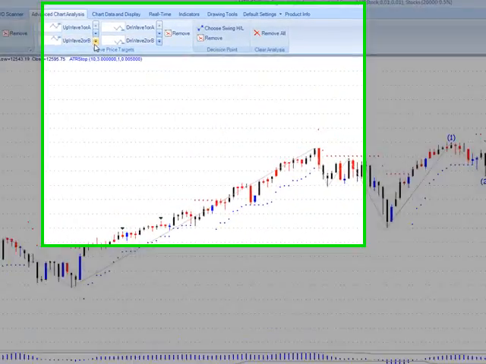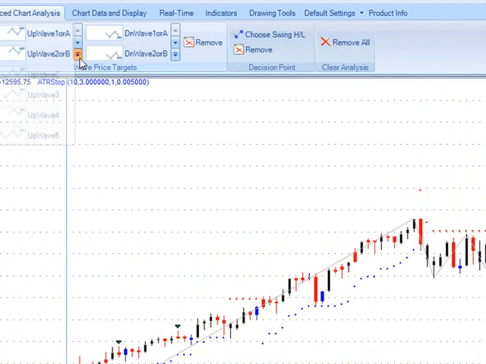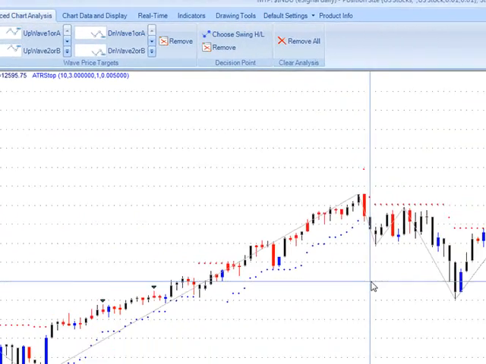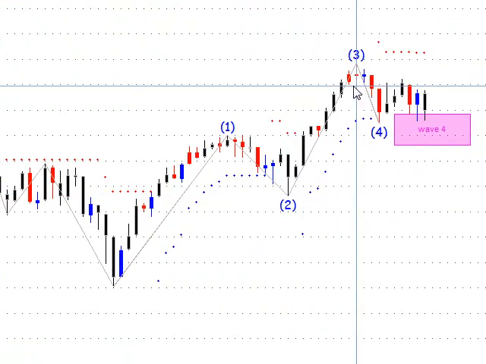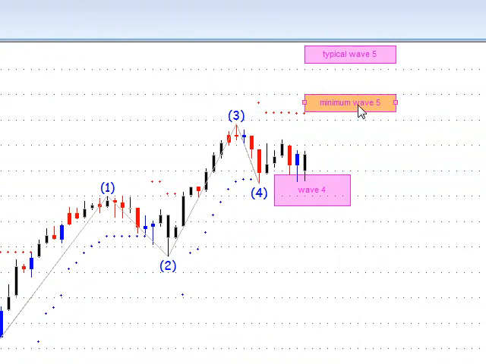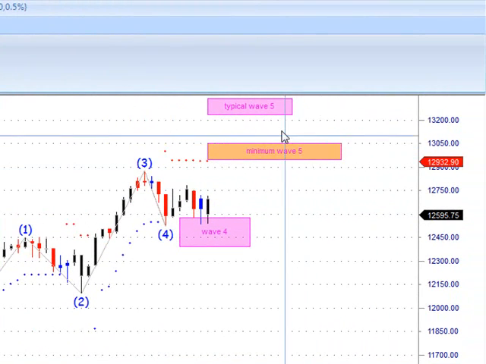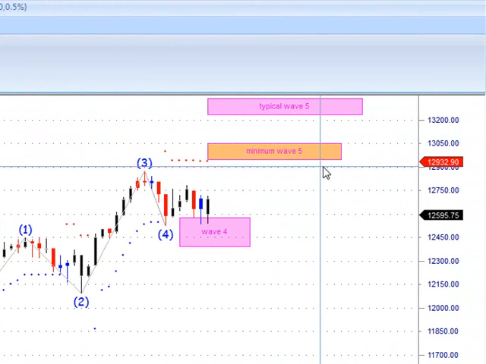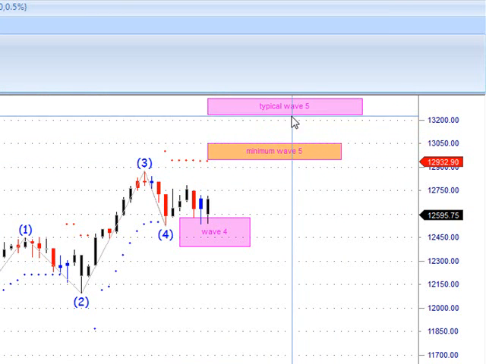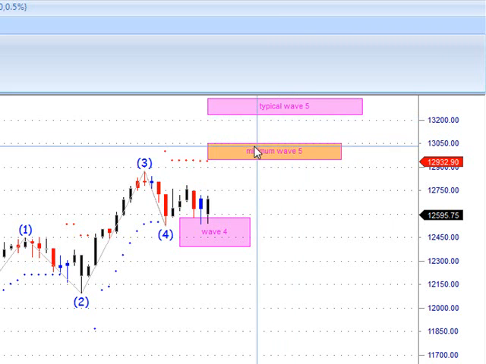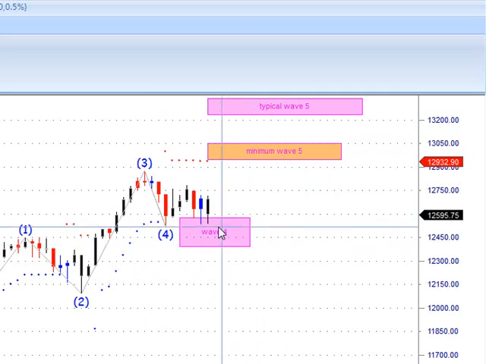I'm going to project up using the MTPredictor software tools here. I'm going to go up wave 5 here, make 5 clicks on the chart, and it projects. Here's my minimum wave 5 target and the typical wave 5 target up here. Minimum wave target starting just about that 12,940 area, and typical wave 5 will be above 13,000. That's about 13,225 or so. So we'll see if this area holds.